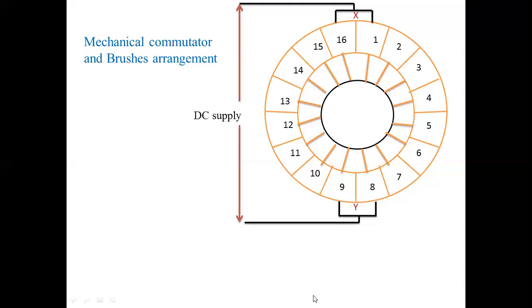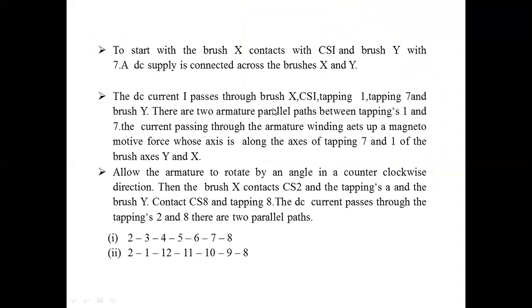Next, how it works. To start with, brush X contacts the current source inverter, and brush Y with a DC supply is connected across the brushes X and Y. The DC current passes through brush X, the current source inverter, tapping 1, tapping 7, and brush Y. Actually, we have shown it with 12. We wrote it for 12 only, but I have shown 16 segments in the diagram. Here we explain only for 12, because it is a two-pole 12 segment motor.